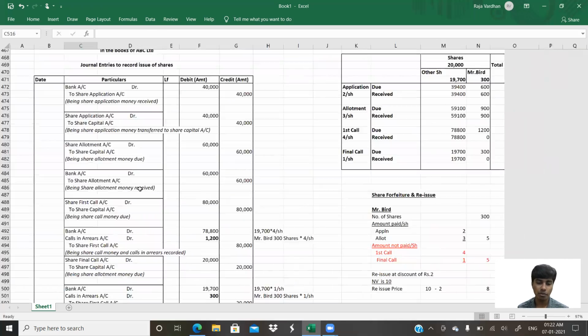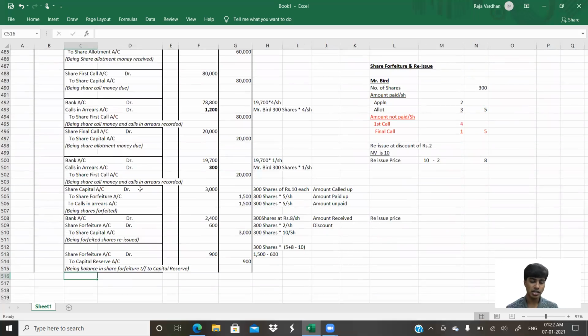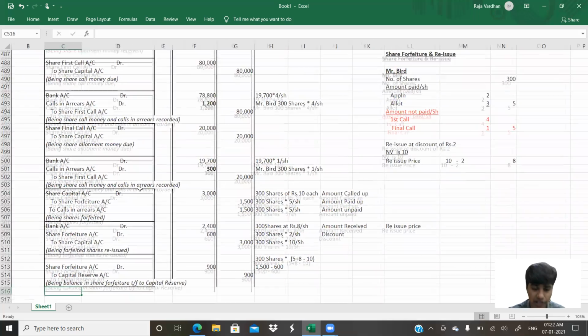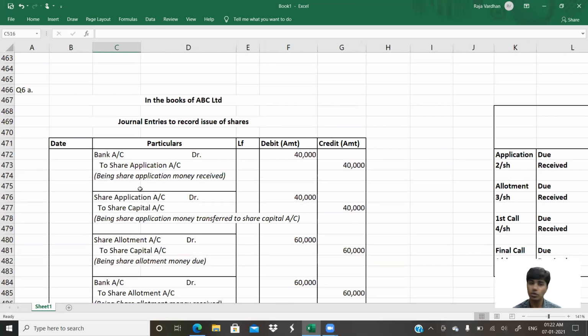By this, I'm done with the company accounts issue of shares question. So the entire answer is here. I would put this Excel file in the drive and then share the link to you people, which you can take to download this file. So we're done with 6A. Let us do 6B and quickly finish this discussion.